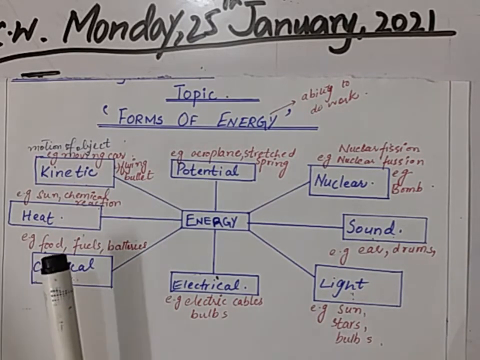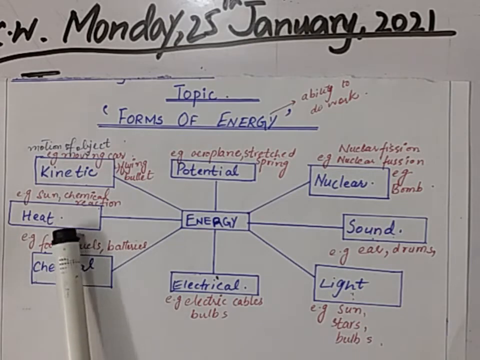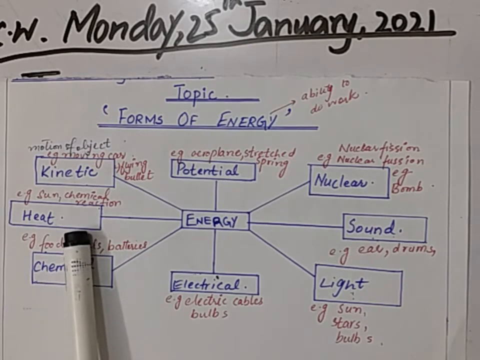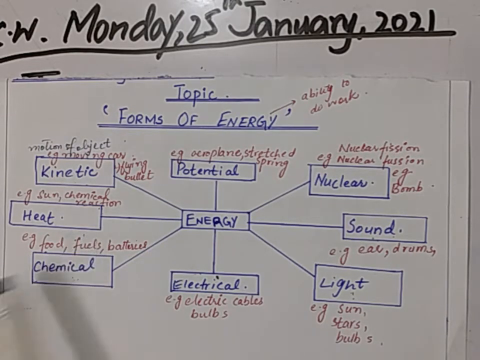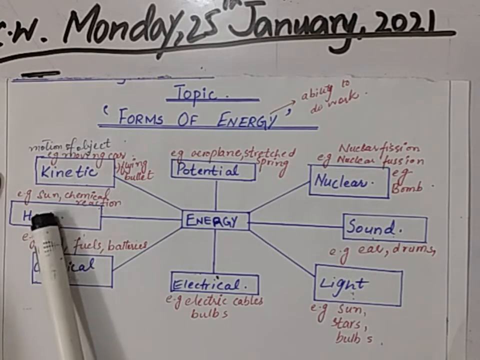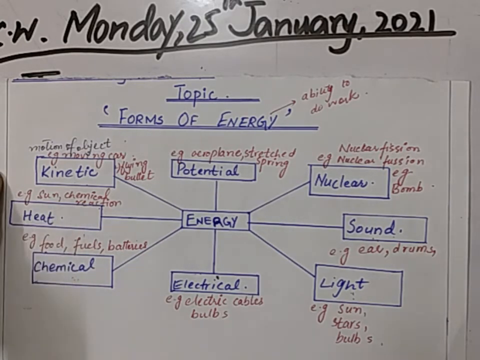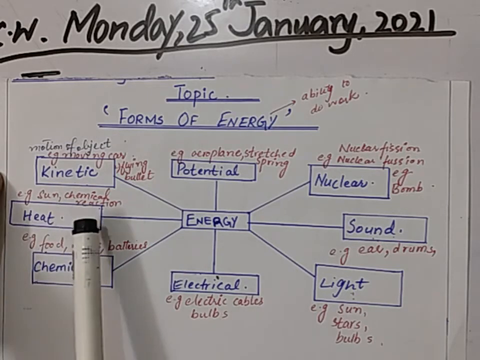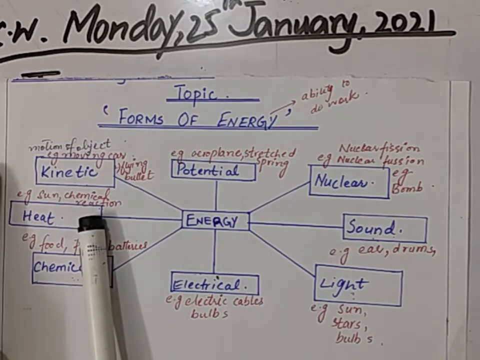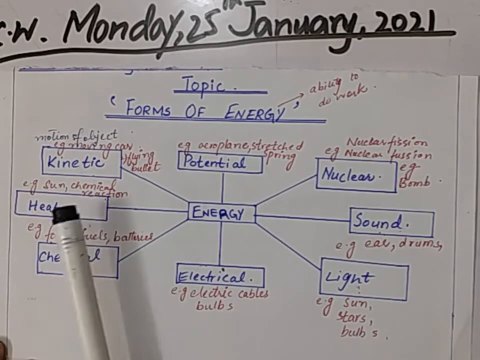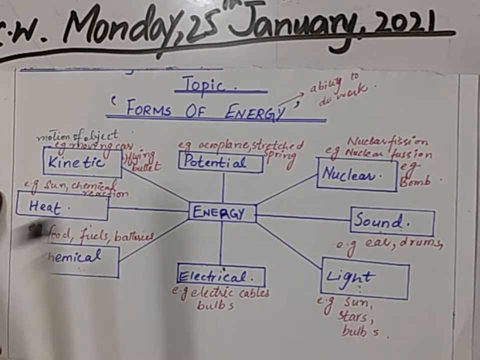Next one is heat energy. Students, what is heat energy? Heat is the form of energy which flows from a region of higher temperature to a region of lower temperature. The Sun is basically the source of heat, and here the examples given are the sun and chemical reactions. Many chemical reactions involve the formation and evolving of heat. So this is heat energy.